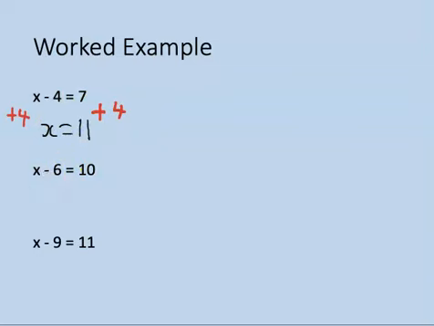Same on this side. If I add 6, this minus 6 here on the left hand side disappears, so I'm left with just x. 10 plus 6 is 16. And then if I take away 9 from x, I then have to add on 9. So x therefore gives me 20.